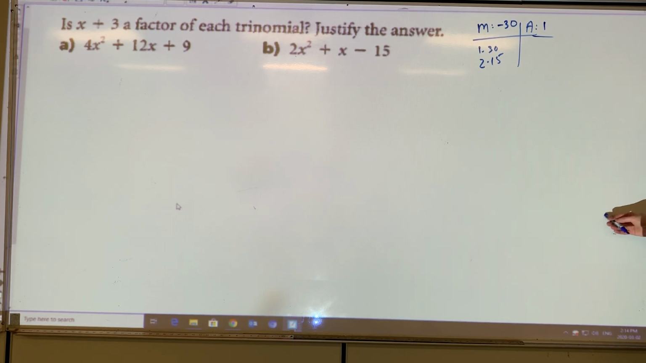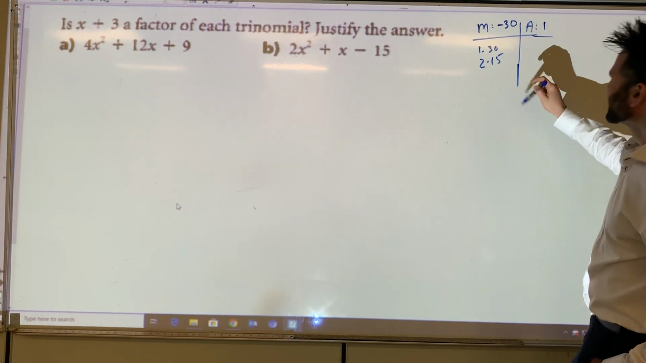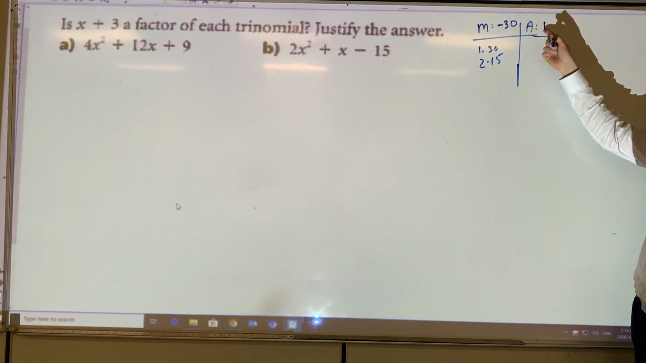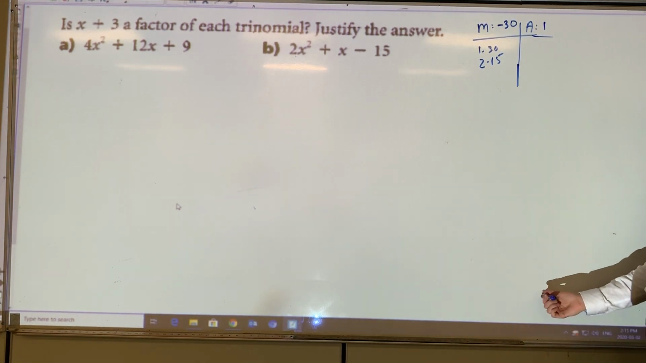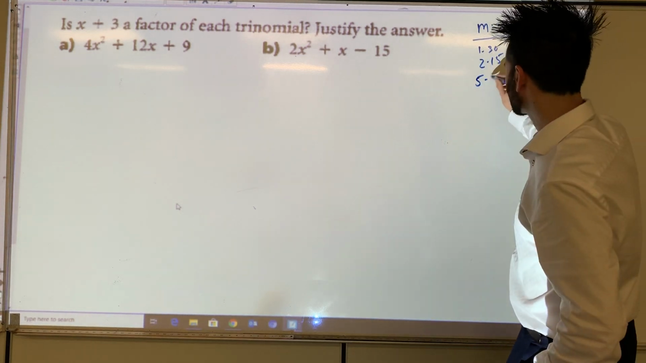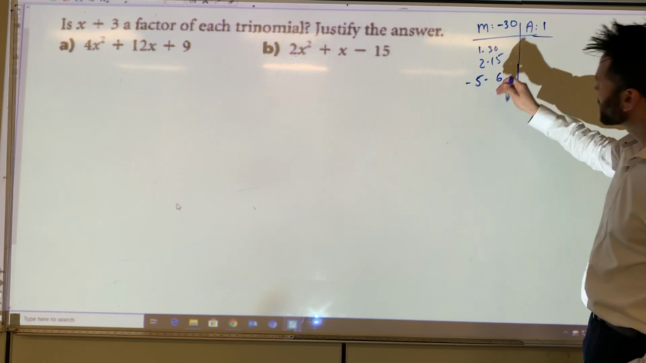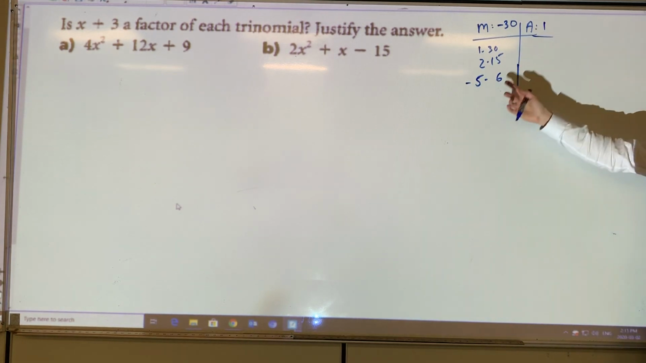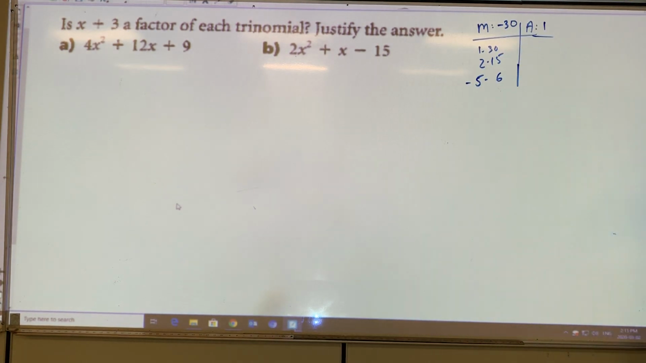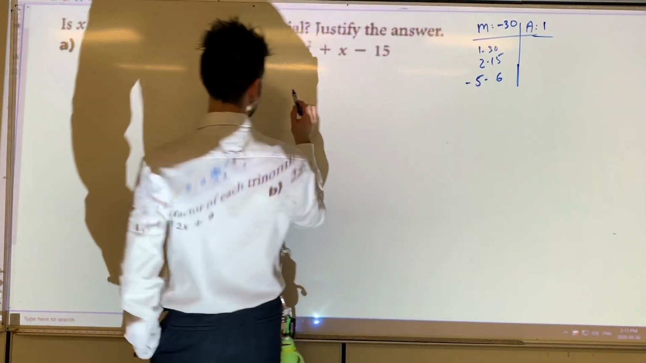If it adds to 1 or negative 1, the two factors have to be 1 apart. For example, the answer is 5 times 6, right? Because if I go negative 5 and then I add 6, I get 1, and I get negative 30. Yes? Okay, now decompose.